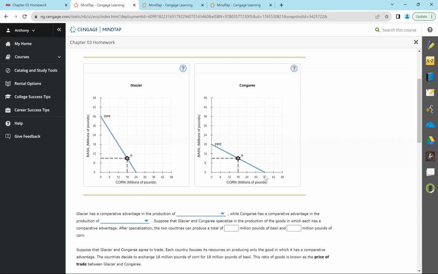Hungary should make corn, not because they have an absolute advantage, but because they're giving up more to make basil. Every time they make a basil, they're giving up two corns, whereas over here they're not giving up as much to make that. So Congaree has the comparative advantage in corn. This one is basil.